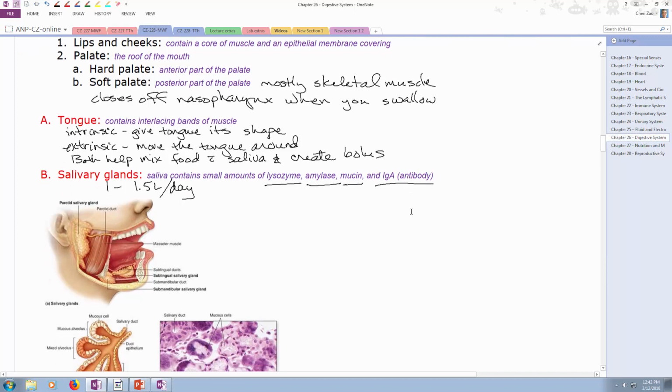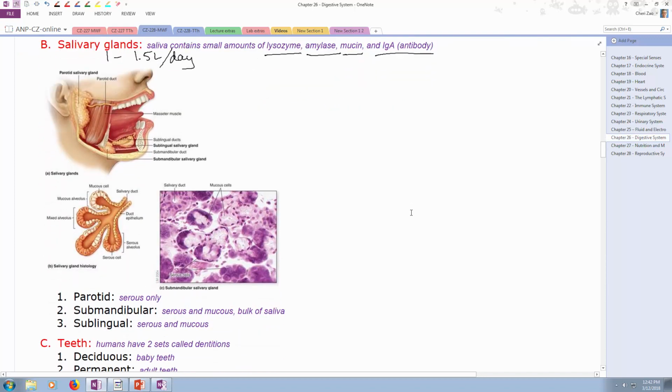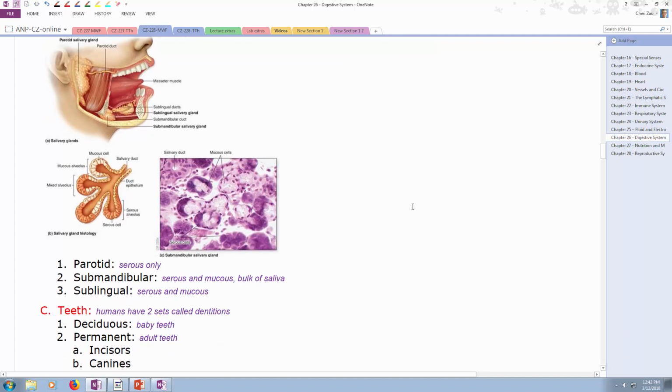Taking a look at the salivary glands, they are seromucous for the most part. There's only one that's actually serous, and that's the parotid gland. And the way you can tell them is, let's take a look at our histology drawing. Here is a salivary duct, and you see the little opening, the lumen, and you see nice cuboidal cells making up the wall of the duct. So that's how you actually recognize that.